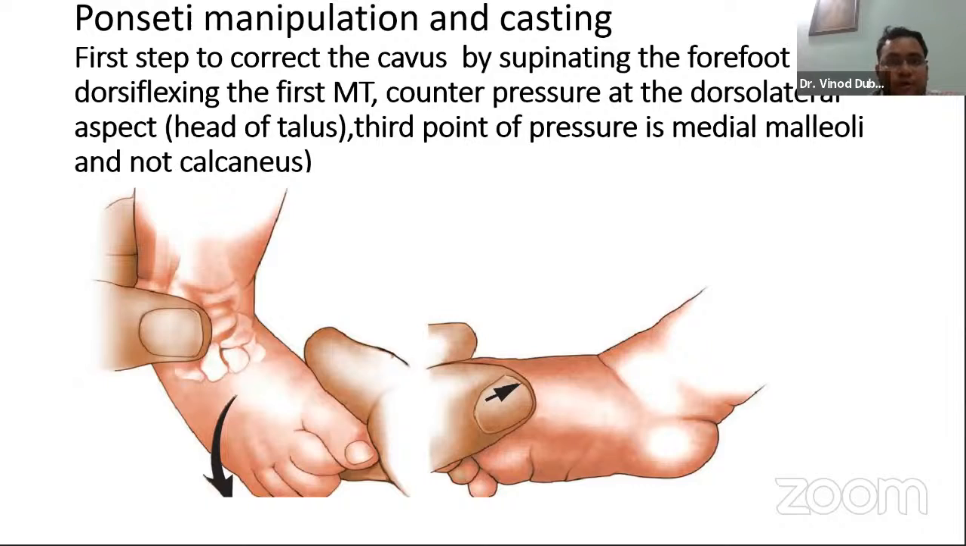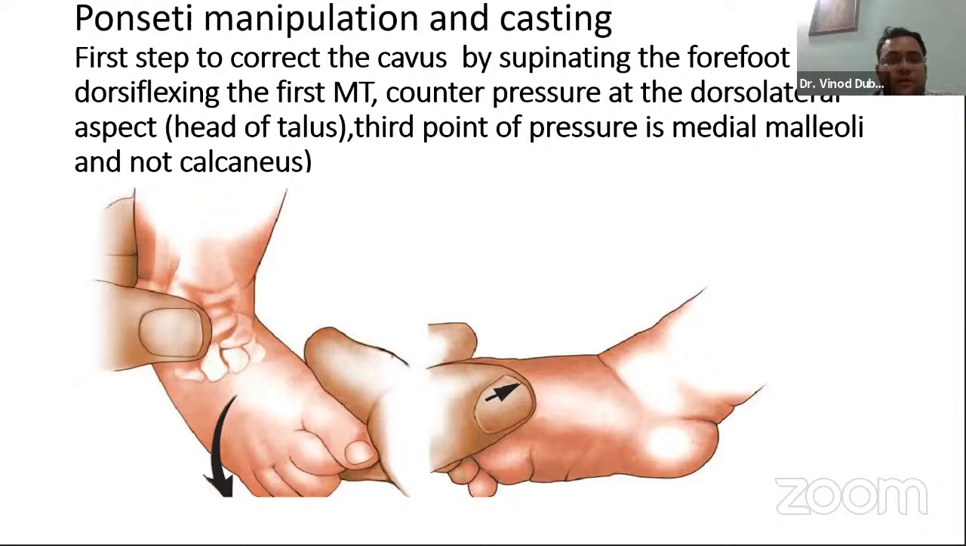Here we are putting pressure on the head of the talus, and we are not actually putting pressure on the calcaneocuboid joint. The reason is, if you put your thumb on the calcaneocuboid joint, you will not allow the calcaneum to evert, and eventually you will not correct the hind foot deformity.